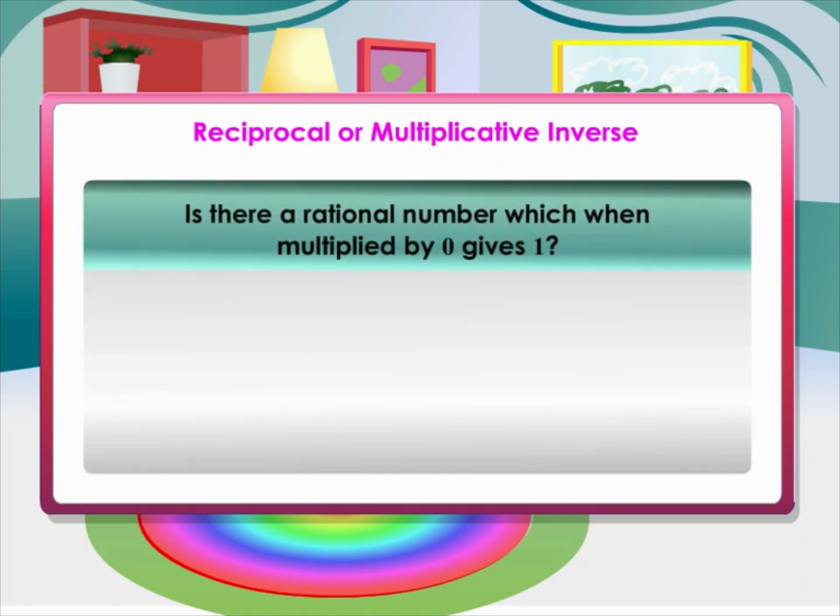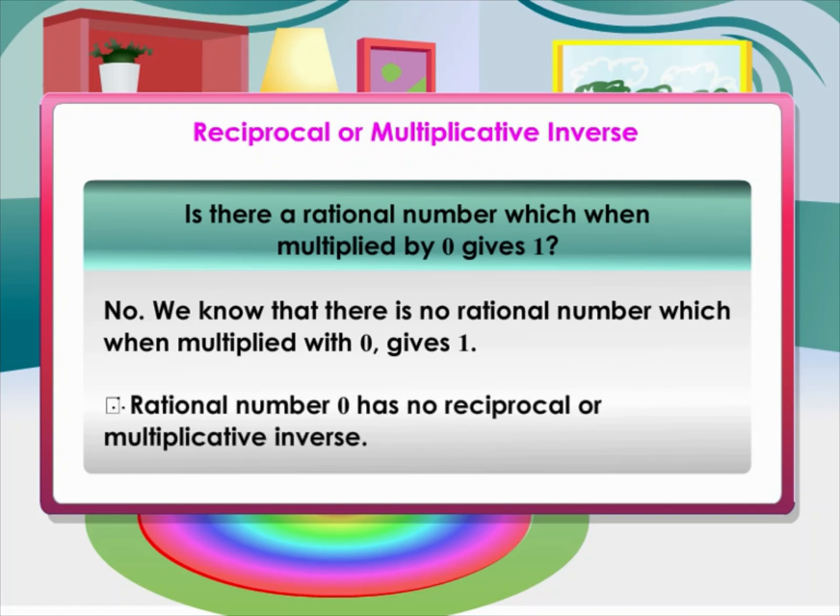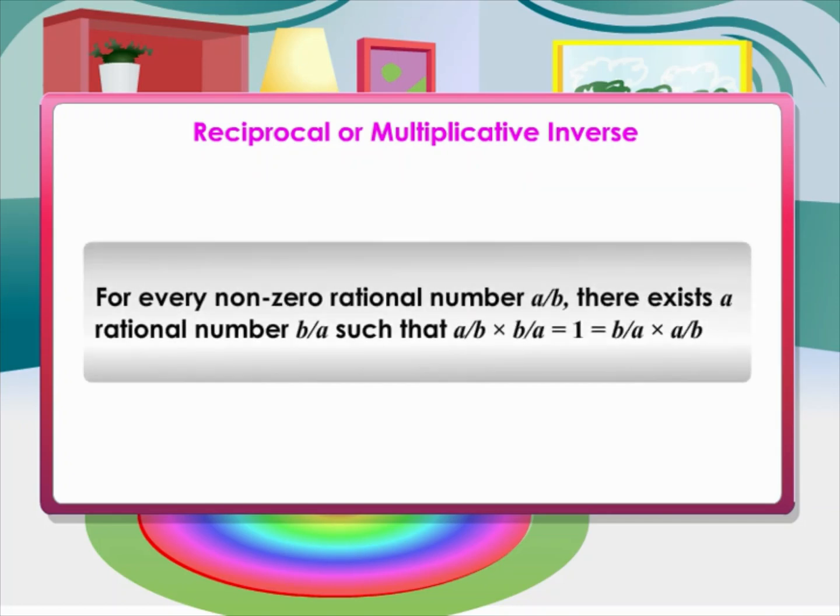Is there a rational number which when multiplied by 0 gives 1? No. We know there is no rational number which when multiplied with 0 gives 1. Therefore, rational number 0 has no reciprocal or multiplicative inverse. For every non-zero rational number a by b, there exists a rational number b by a, such that a by b multiplied by b by a is equal to 1, is equal to b by a multiplied by a by b.